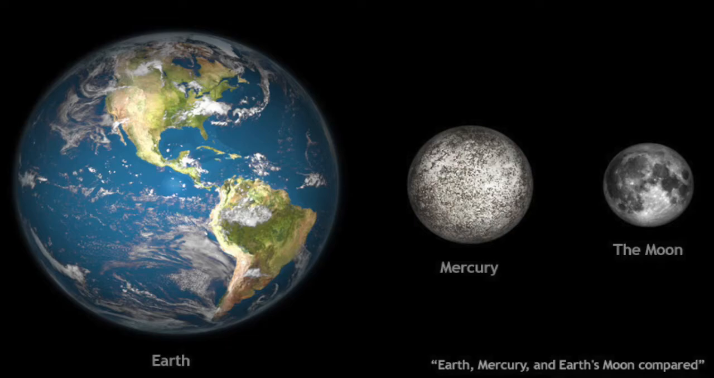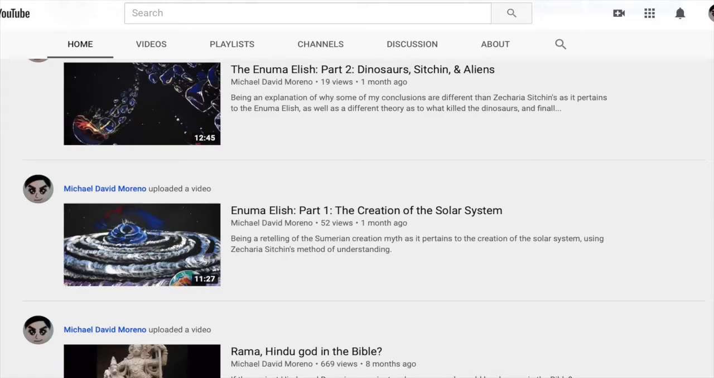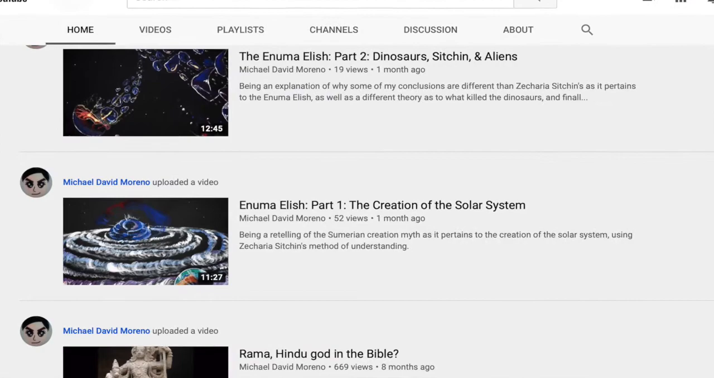Believe it or not, Mercury is the sun's actual moon, and it is only just slightly larger than the Earth's moon. Mercury is not a major planet, it is a moon. In fact, the Sumerians believed it. There is a tale called the Enuma Elish. And I really, really, really studied that one. Put out a book and a video about it if you want to check it out. It's amazing what the Sumerians believed.